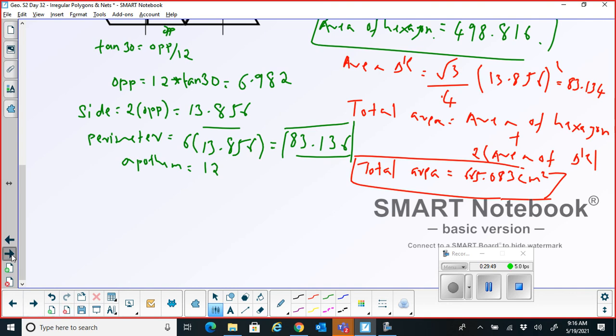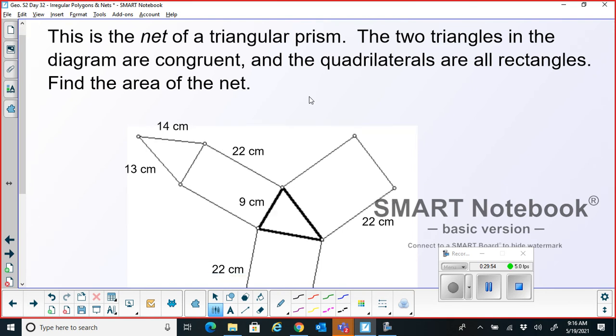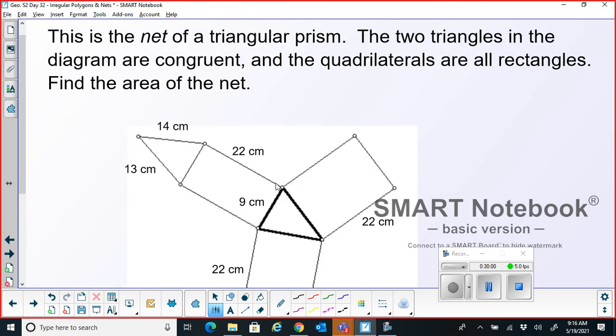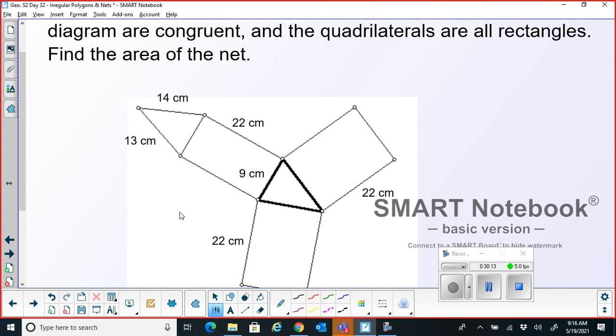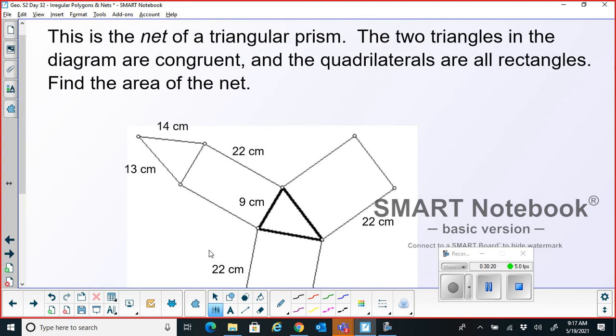Okay, this is the net of a triangular prism. The two triangles in the diagram are congruent. There are only two triangles that are given, so these two triangles are congruent. That's what they're saying. And the quadrilaterals are all rectangles. Find the area of the net. The two triangles are congruent, they said, but yeah, that will be true. This is 9. Go ahead and try this particular problem.